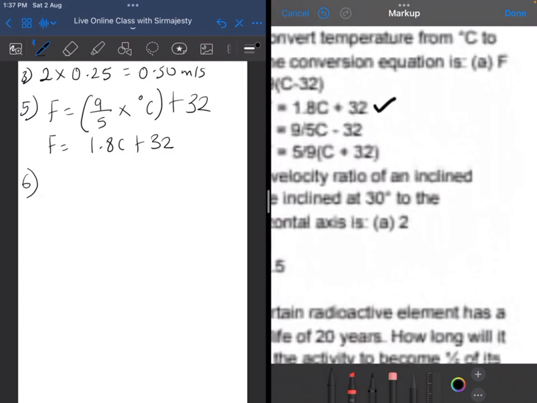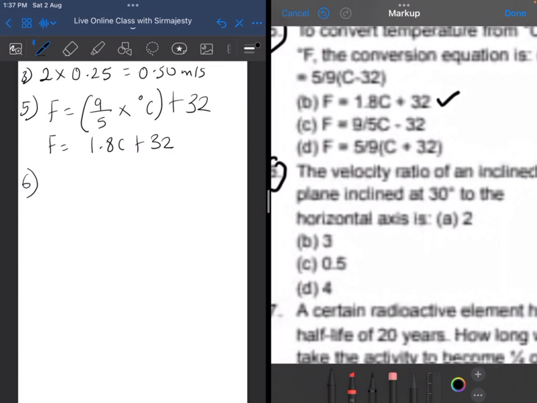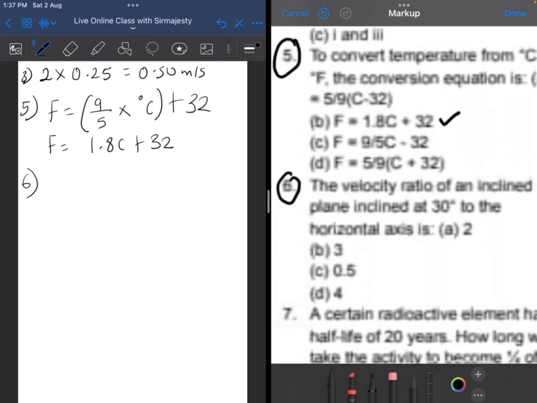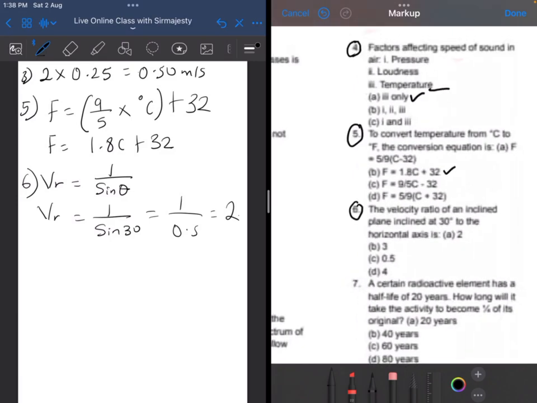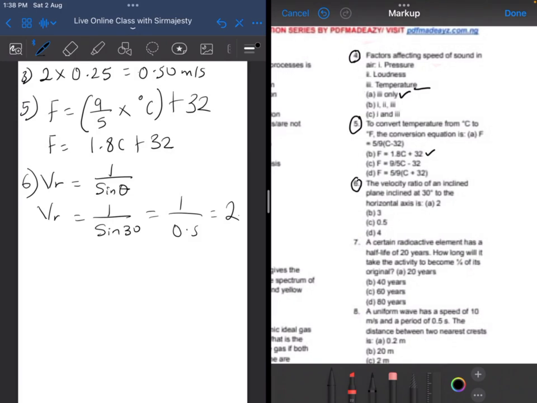The velocity ratio of an inclined plane inclined at 30 degrees to the horizontal is what? We're doing velocity ratio, so back to our simple machines. Velocity ratio is equal to 1/sin theta. So 1/sin 30, which is 1/0.5, which is equal to 2. Remember, velocity ratio doesn't have a unit. So go over to number 7.